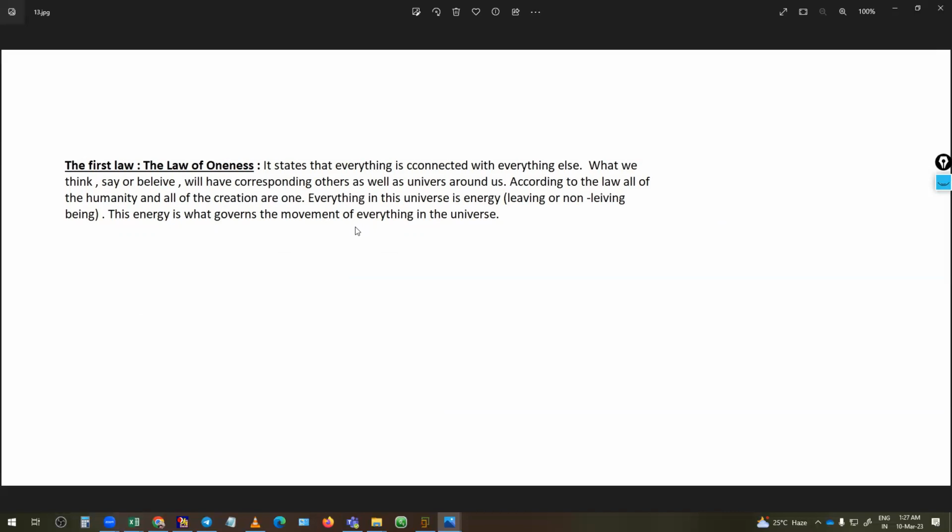According to the law, humanity and all of creation are one. Everything that exists, seen or unseen, is connected to everything. Everything in this universe is made up of energy, whether a living being or a non-living being. This energy is what governs the movement of everything in the universe.